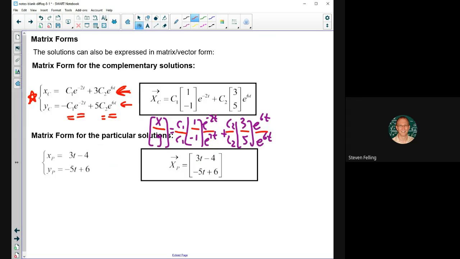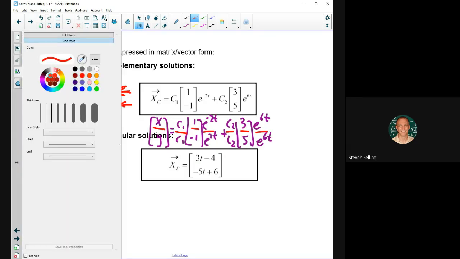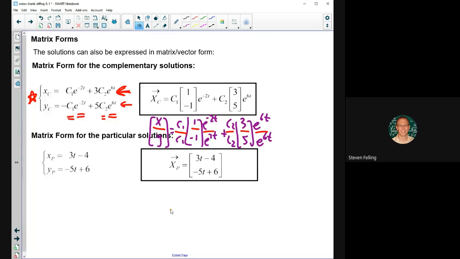Okay, the same thing is true for the particular solution. If we have a particular solution, we have a solution for x and a solution for y. We can just say x for the particular solution is the first row, 3t minus 4, and the minus 5t plus 6 is the y particular solution. So everything in the first row always relates to x, and the second row relates to y. Okay, so those are matrix forms.